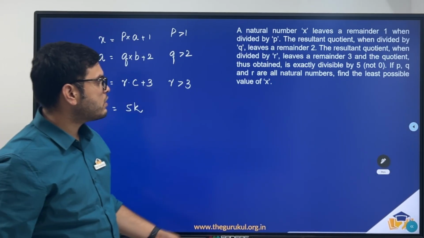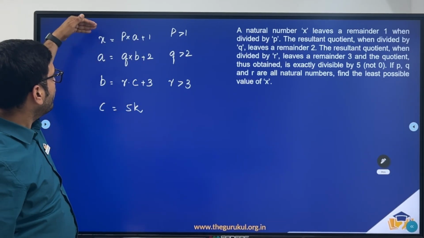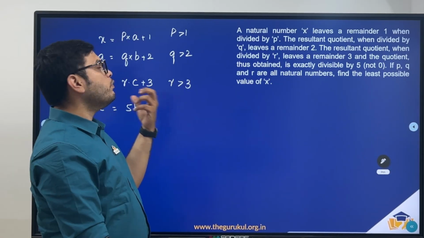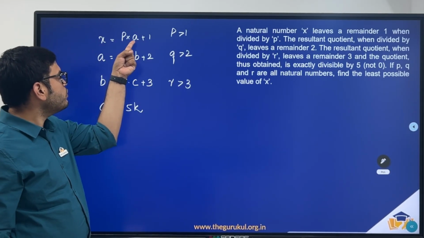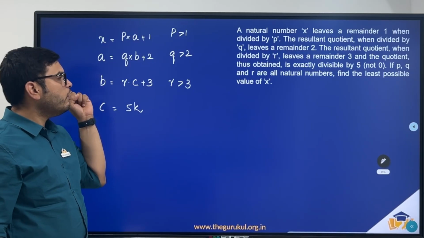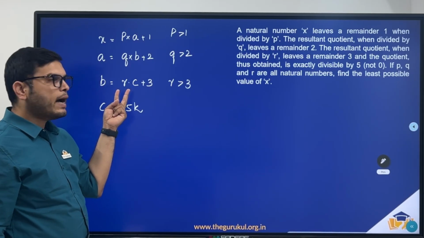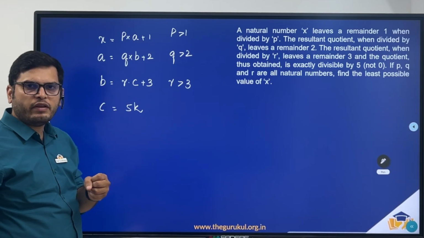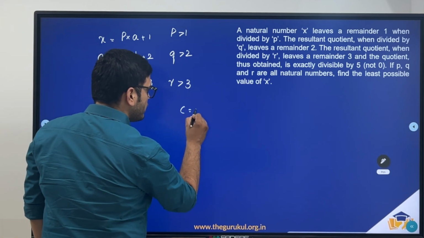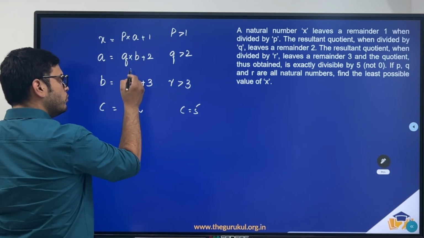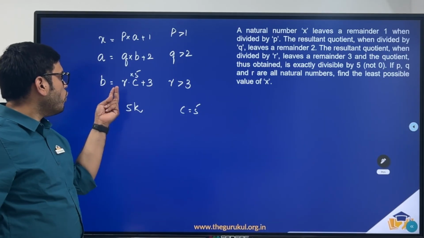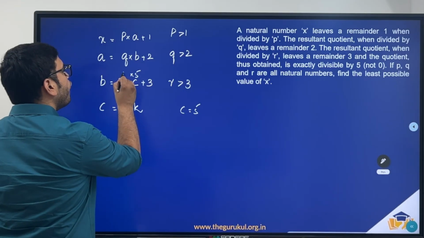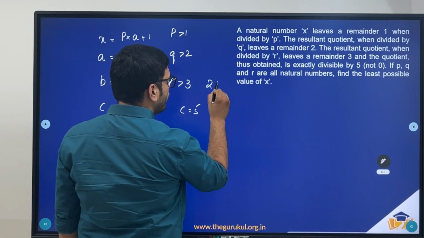Now what was asked? Find the least possible value of x. To find the least possible value of x, we should have the least possible values for both p and a. To have the least possible value of a, we need the least possible values for both q and b, and for b, r and c should have the least possible values. What is the least possible value of c? 5. So when c is equal to 5, what could be the least possible value of r? 4, because r has to be greater than 3. So 4 into 5, 20, 20 plus 3, 23.